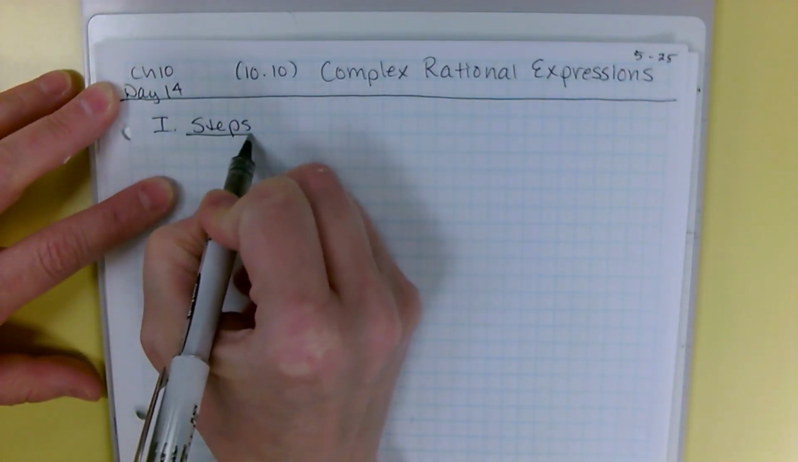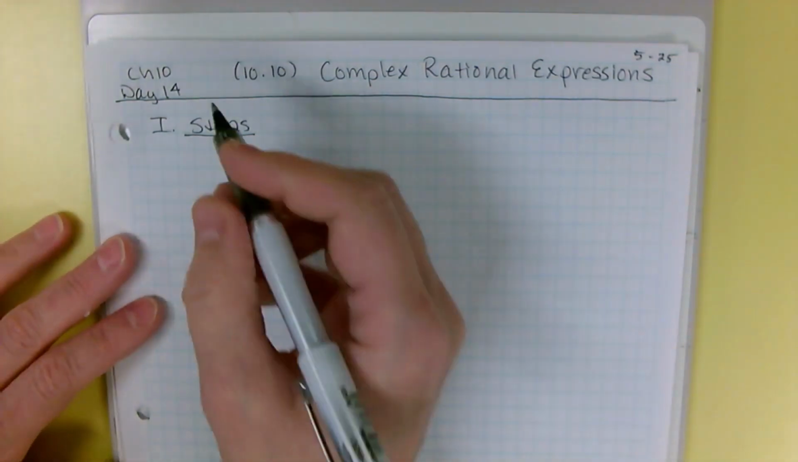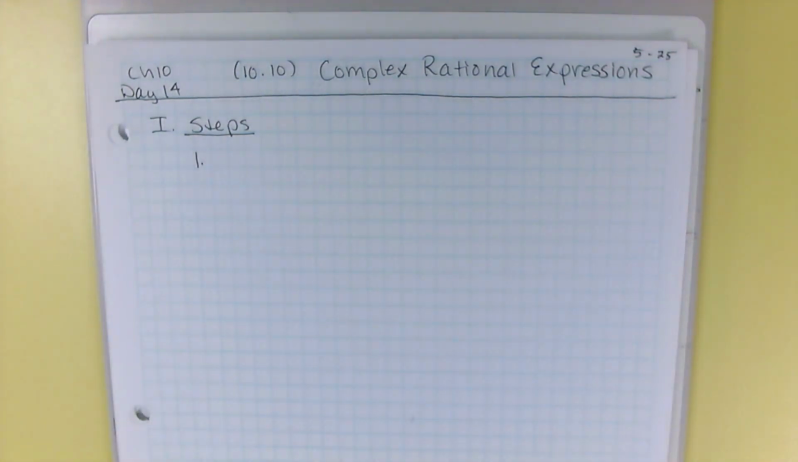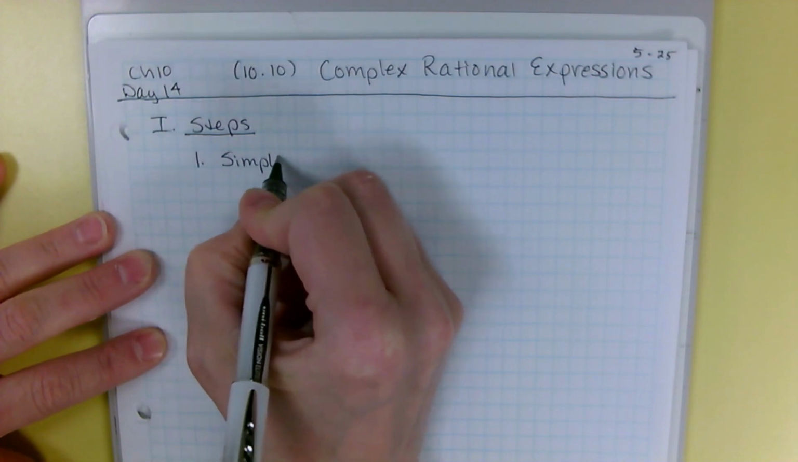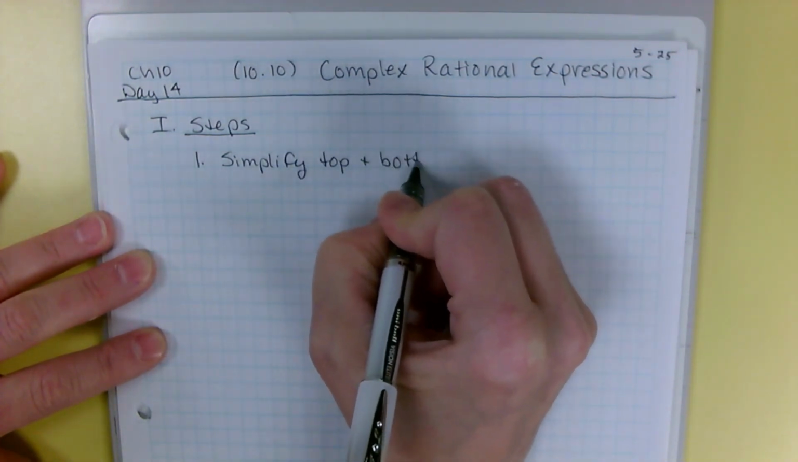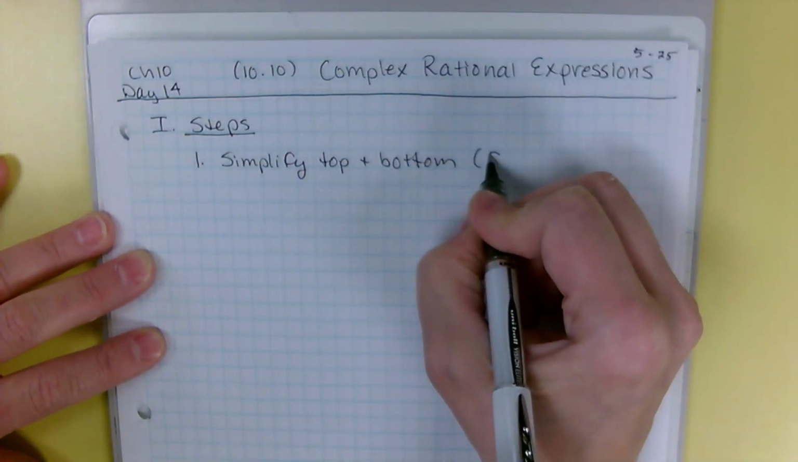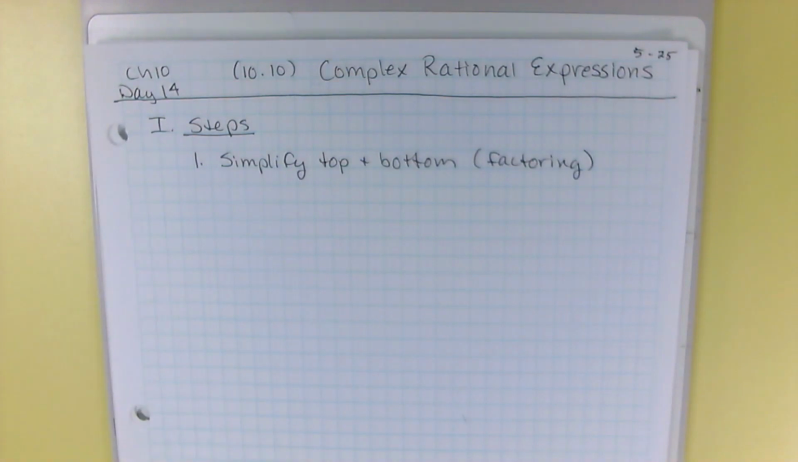So Roman numeral 1 are your steps. And this should look very, very familiar. You're going to simplify the top and bottom. And this might involve factoring, depending on what you're doing. So simplify the top and the bottom.